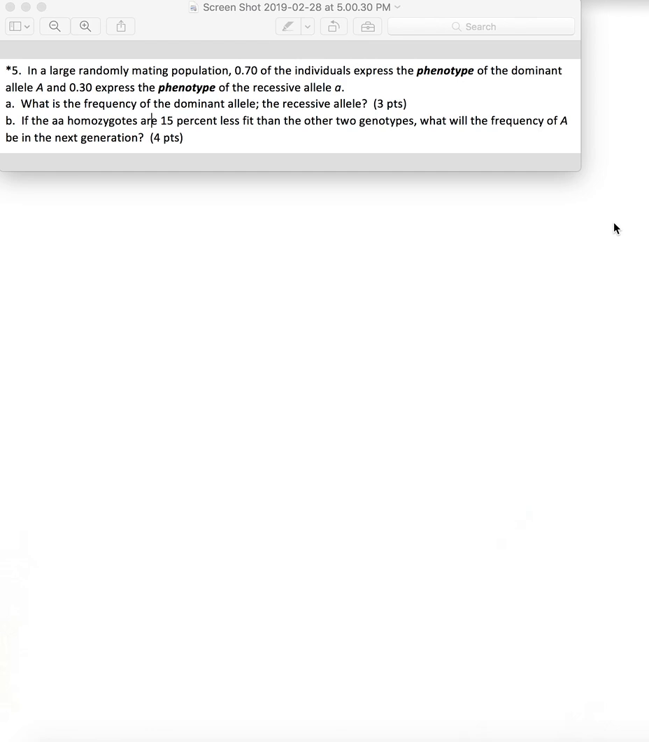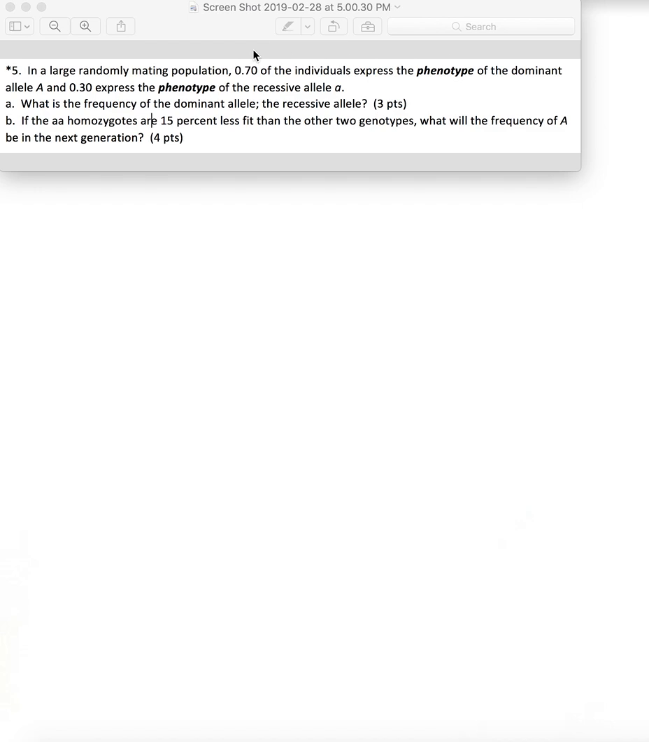I chose question 5 from problem set number 6, and the question was: in a large randomly mating population, 0.7 of the individuals express the phenotype of the dominant allele A, and 0.3 express the phenotype of the recessive allele, little a. What is the frequency of the dominant allele and the recessive allele? And for part B, if the homozygous recessive are 15% less than the other two genotypes, what will the frequency of big A be in the next generation?